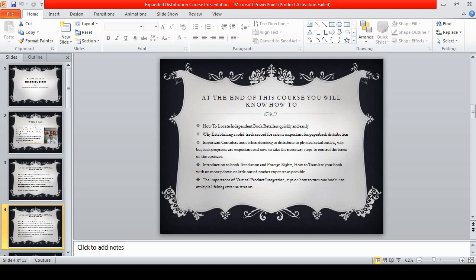Okay, so we're also going to get into the important considerations when deciding to distribute to physical retail outlets, why buyback programs are important, and how to take the necessary steps to control the terms of the contract. So this really gets into your sales record, right, guys? You want to have a solid record of sales, because otherwise, retailers want to have their cake and eat it too, right? So they want to be able to buy your book at 50% off wholesale prices, right? And then the books that don't sell, they want to be able to sell them back to you, right? So they don't take any loss. Who takes the loss? You, as the independent author, take the loss.